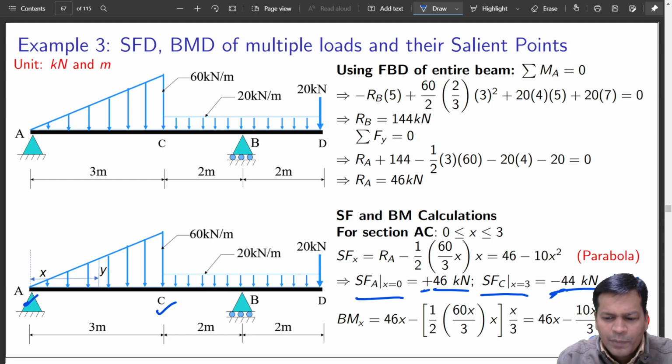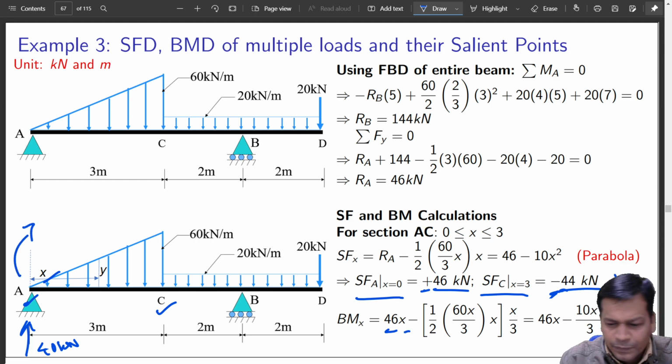So bending moment again, how will I do it? Bending moment at a distance x, if it lies between A and C: 46 was the upward force acting due to the reaction at A. So 46 into x is like this.